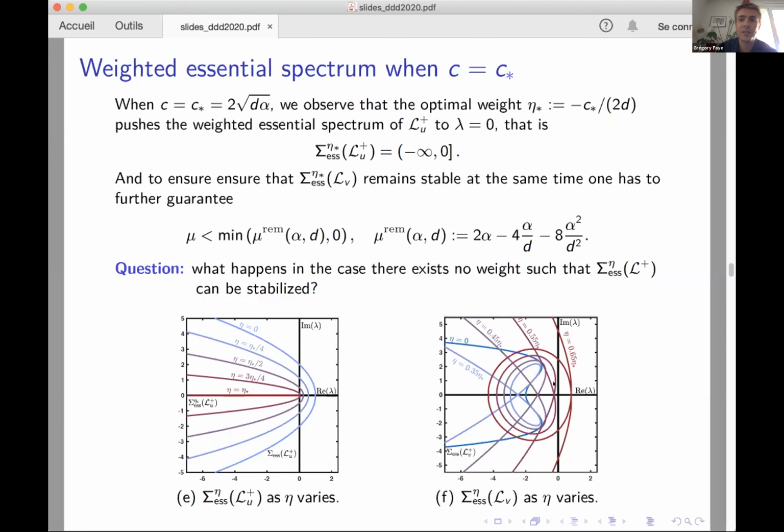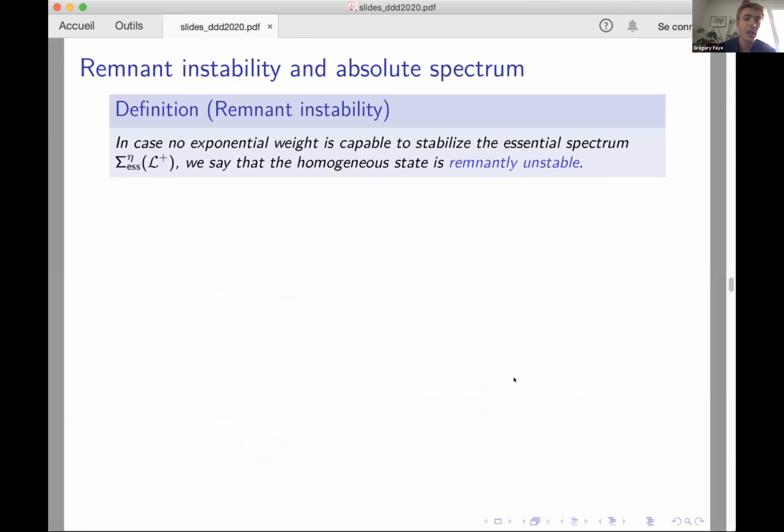So really the typical situation that I want to study is exactly this one, when we cannot find weights to stabilize the essential spectrum and still be able to say something about the stability of the traveling fronts. Just because I will need some more material, I will also need to introduce another type of spectrum, which will be the absolute spectrum. So far, my definition of remnant instability, as I've said, is that I cannot find any weight to stabilize the essential spectrum of my operator. And so in that case, we just say that the 0 state, the invaded state, is remnantly unstable.